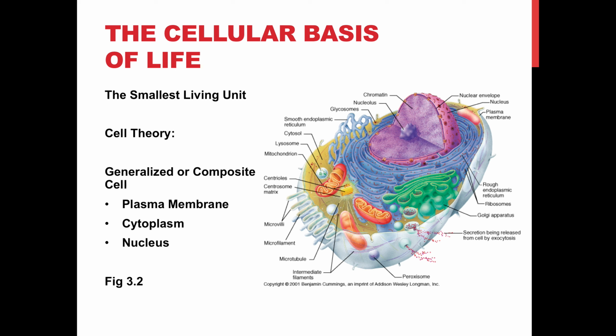If we really zoom out and look at a big picture of cells, the 3 main components of a cell are the plasma membrane, the cytoplasm, and the nucleus. Not all cells have these. For example, the red blood cells don't have a nucleus, they're anucleate. But in general, most cells in the body share these 3 general components.